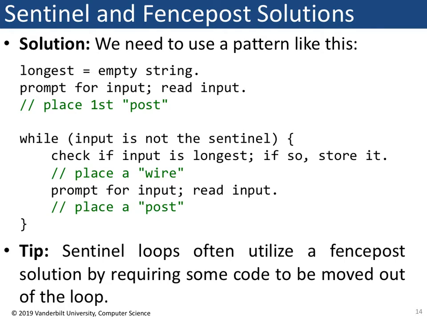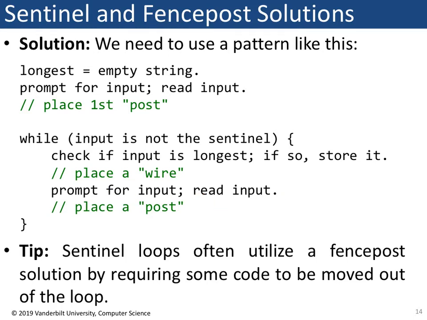So we place a post, we prompt the user and read the input, and then we begin our while loop. Is the input the sentinel? So notice right here, if the user had typed in goodbye exclamation mark, we wouldn't even check to see if there was a longest. It would just be nothing, and we wouldn't enter this loop, and we would skip to the end. Okay? But let's say they typed in something else. They didn't type in the sentinel. So we're going to check to see if the input is the longest. If so, we store it. So it is the longest, so we store it. Then we're going to prompt for input and read in this new input.